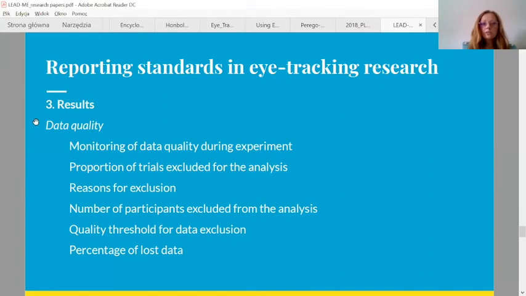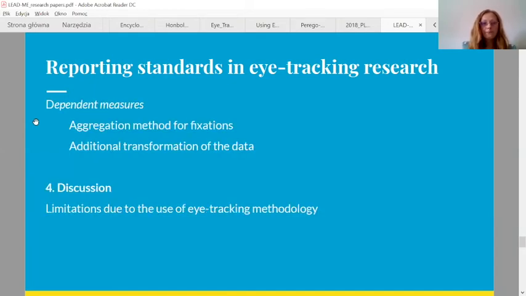And as for the results, a very important question is the data quality and how many data points were actually lost, right, were excluded from the data for some reason. This has to be very precisely stated, because sometimes people just exclude half of the data and they don't report it, and it's not a valid experiment in this case, right? Of course, there is always some kind of threshold that you have to set to be transparent, to exclude data that are not of good quality, right? And you have to state the reasons why.